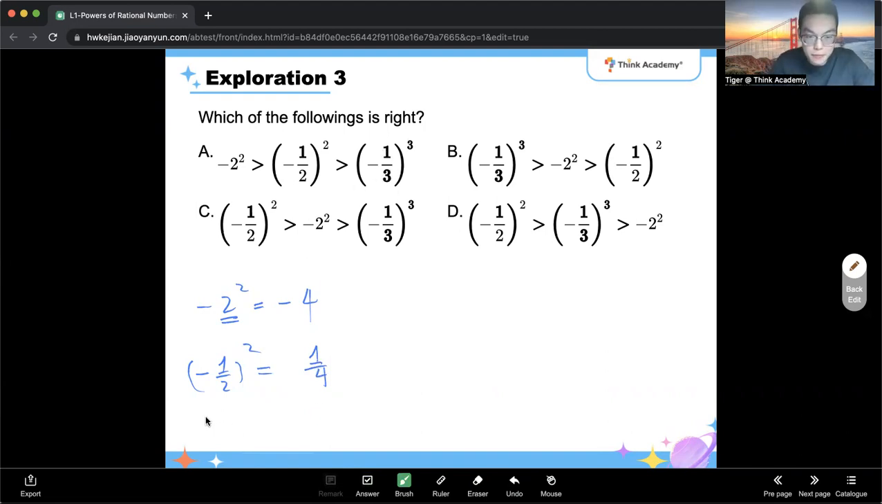-1/3 to the power 3. Of course, the -1/3 is also in the brackets. Yes. So first of all, we can see that we have a negative base and an odd number power, which means that it's going to be negative. And then we are taking the third power of 1/3, which means that I have 1/3 times 1/3 times 1/3, which is 1/27. So then I just need to compare these three numbers. Which of them is the largest?